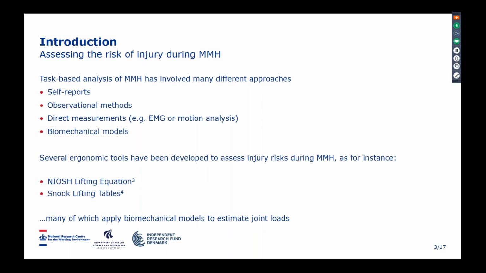So several ergonomic tools have been developed to assess the injury risk during manual materials handling, and some of the more famous ones are the NIOSH lifting equation and also Snook lifting tables, but there are many, many more. And many of these ergonomic tools apply some kind of biomechanical model to estimate the joint loads.